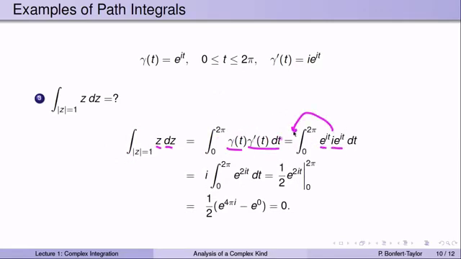And we can pull this i outside of the integral and get the integral from 0 to 2 pi, and we can combine e to the it and e to the it into e to the 2it. So now what we need is an antiderivative of e to the 2it. And the claim is an antiderivative of i times e to the 2it is 1/2 times e to the 2it. We better check that that is true. How do we check it?